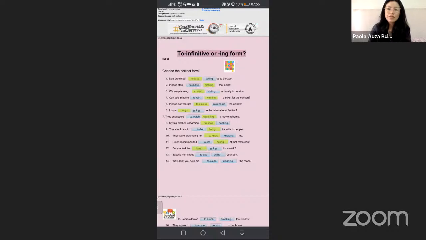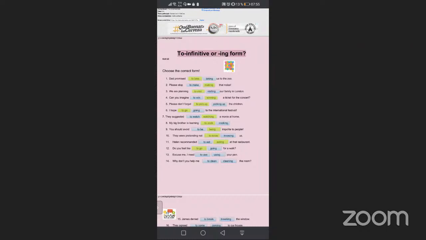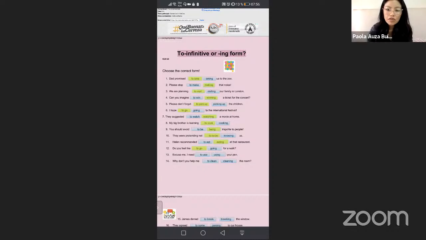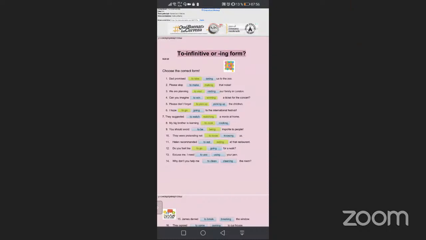Read one more time, please. Let's see if we can. Do you feel like to go for a walk, or do you feel like going for a walk? ¿Cuál suena mejor? Generalmente hay que seguir los instintos con esto. Pero ¿cuál suena mejor? Going? Yes, going. ¿No? Excellent. Number 13.